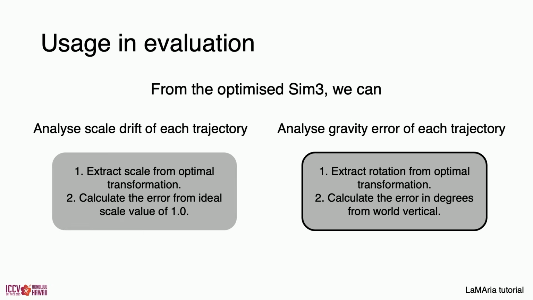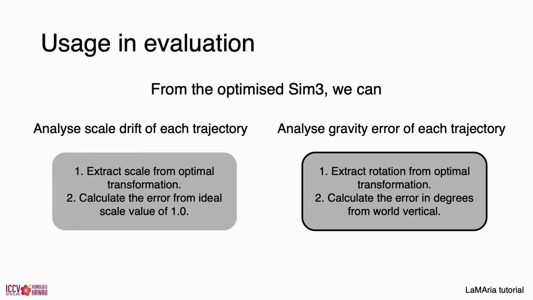The second type of additional evaluation that we can do from this transformation is we can extract the rotation and then calculate the error in degrees with respect to the world vertical. So we can get a gravity error, which is basically the angular deviation between the rotation in this optimized transformation and the ideal vertical direction. We have some results on Aria SLAM and its scale drift and also its gravity error, which will come a little ahead in the benchmarking.